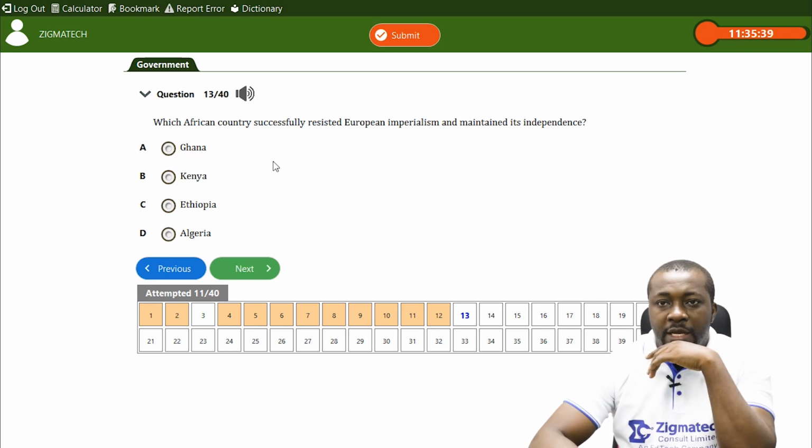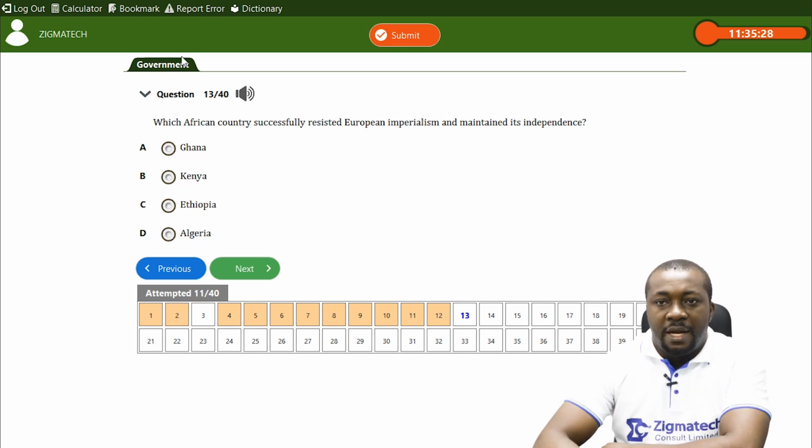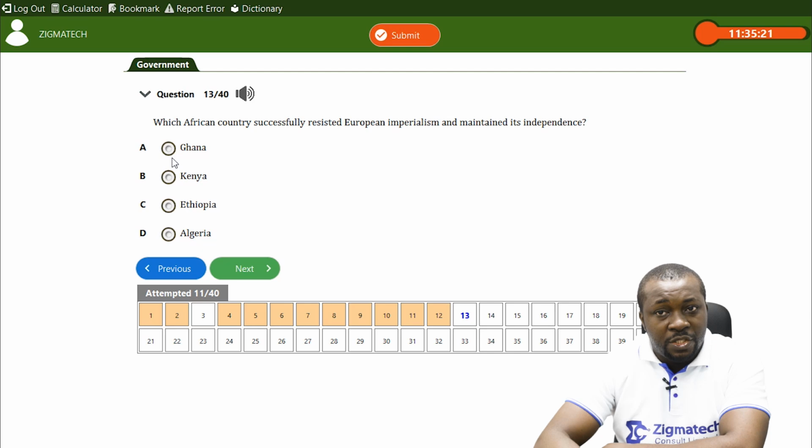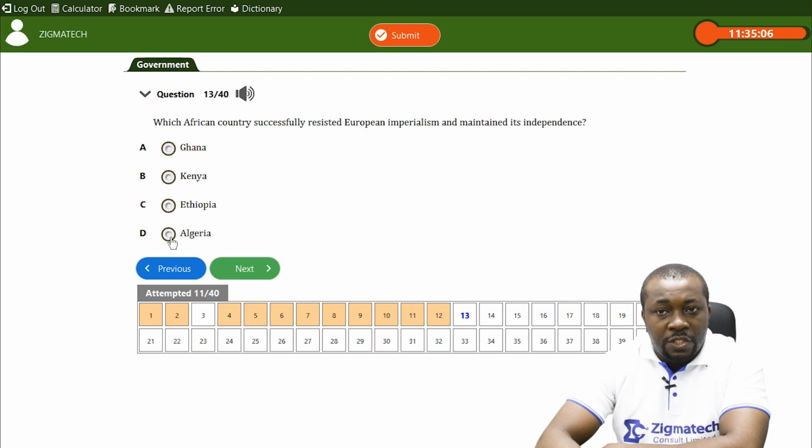Now, which African country successfully resisted European imperialism and maintained its independence? Is it Ghana? Option A, Ghana. Of course, Ghana was a British territory, a British colony, so Great Britain granted its independence. B, Kenya. Kenya was also a British colony in East Africa. D, Algeria. Algeria was a French colony.